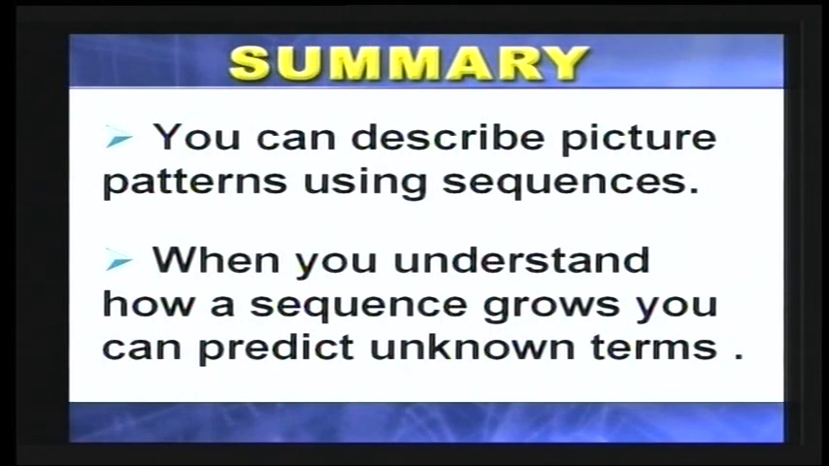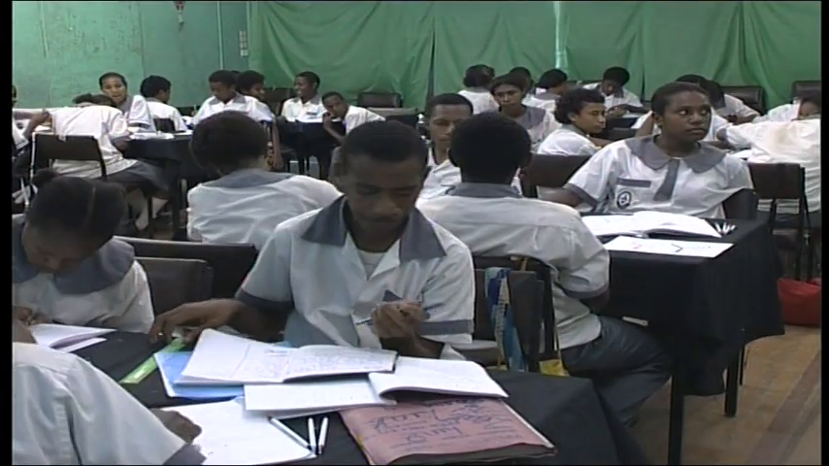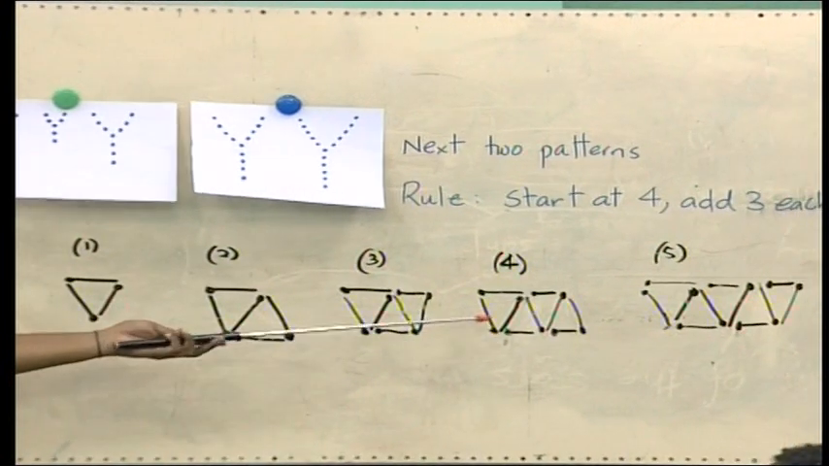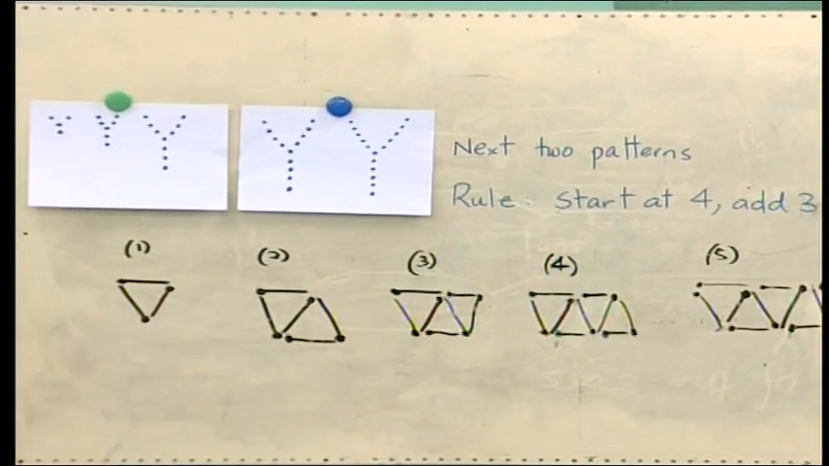All right, so those are two summary points for today's lesson. When you understand how a sequence grows, for example, like this, using diagrams, you can predict the unknown terms, all right? So for example, when you drew this pattern 1, 2, and 3, you already knew the sequence, you could easily identify pattern 4 and 5.